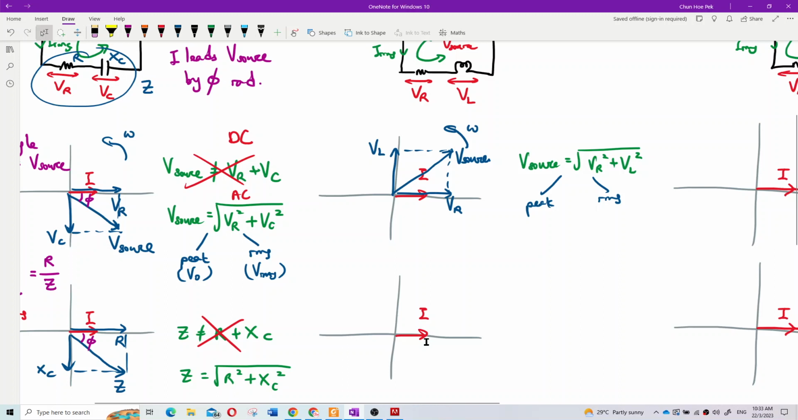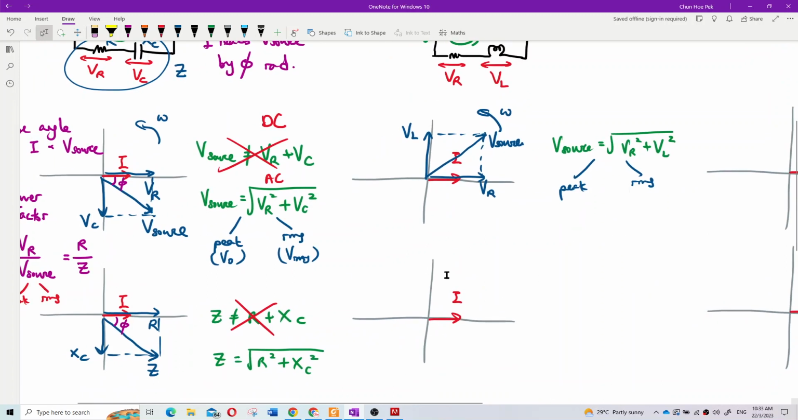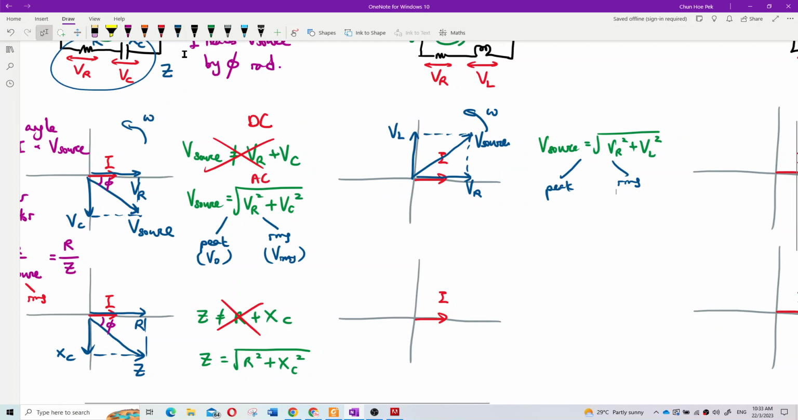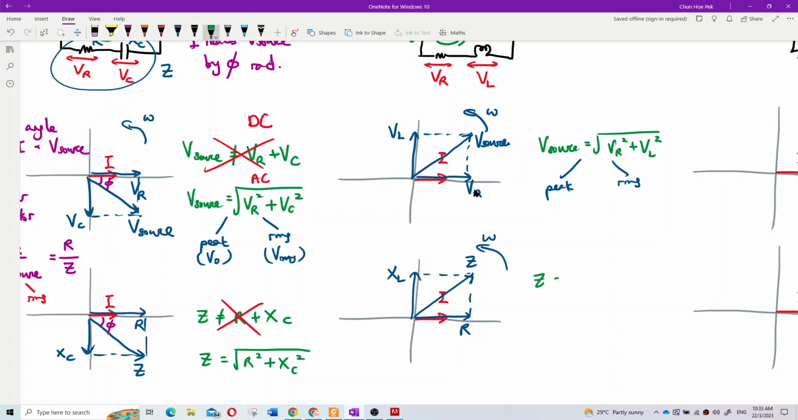Then same thing if you want to talk about impedance or resistance or reactance. The same graph also. VR is R, VL is XL, V source is Z. Rotation anti-clockwise. So Z is also the same. You need to do Pythagoras theorem. You cannot just add up R plus XL. You must do Pythagoras theorem. Easy or not, class? So easy.